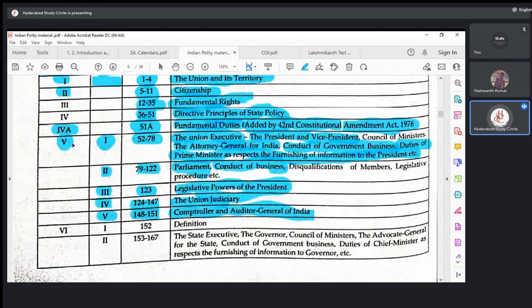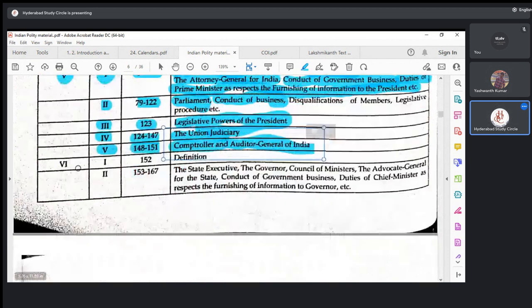Then we have part 5. Part 5, how many chapters do we have? Five chapters, starting from article 52 to 151, the Union Executive to CAG. Okay? Understood? Next. What is chapter number 6?